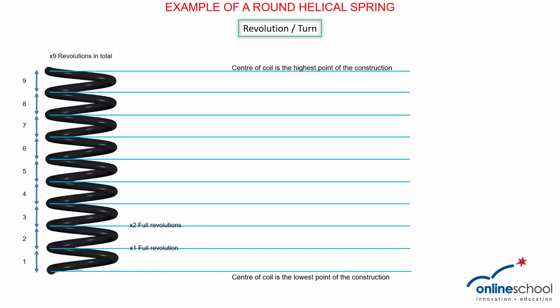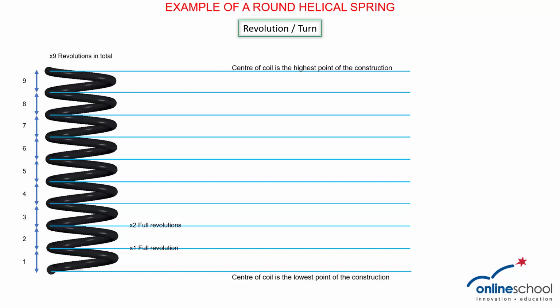Now, as mentioned, this spring has 9 full revolutions, where we understand that 1 revolution is the movement from 0 to 360 degrees, meaning 12 segments of 30 degrees. That will give us 1 full revolution. Here we can see that the center of the coil spring is the lowest point of our construction of the helix. We also notice that the maximum height of our construction will be measured at the uppermost center point of the coil spring.